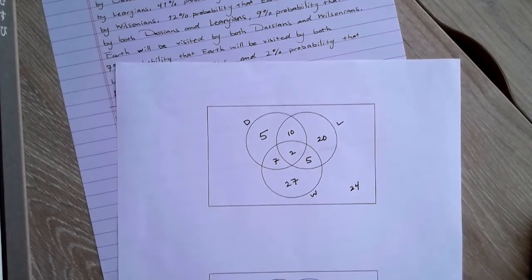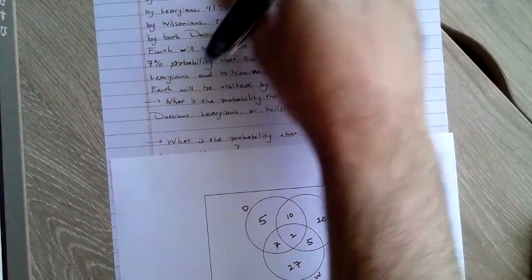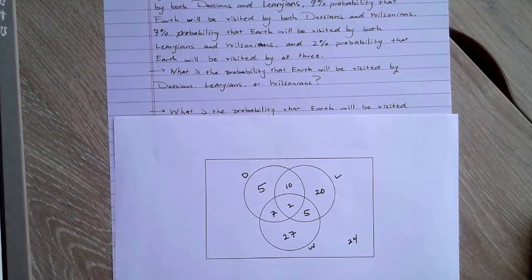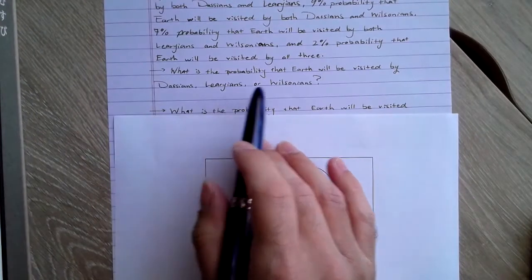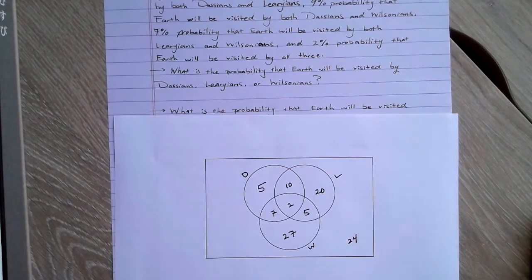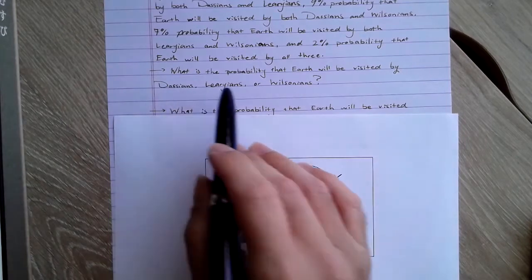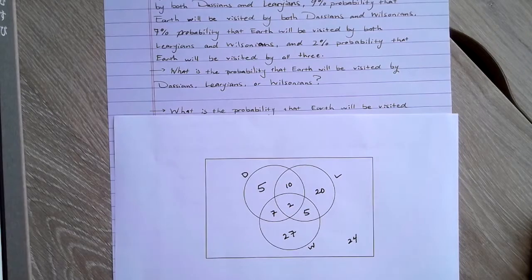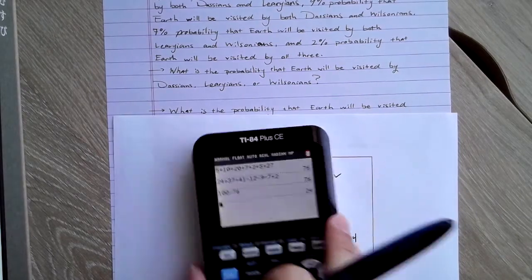All right, so let's use this to answer some of these questions. What is the probability that Earth will be visited by Dacians, Lyrians, or Wilsonians? So we just talked about that. That's the probability of the union of D, L, and W. And we found that to be 76.